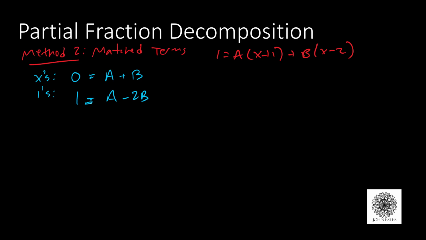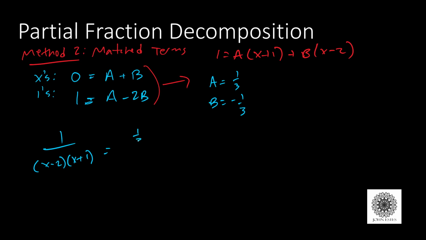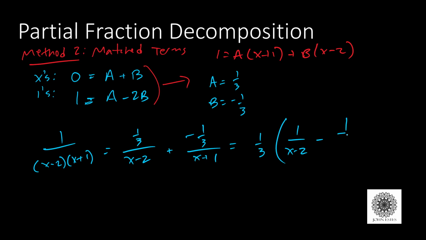So this sets up a system of linear equations that I can solve with various techniques. And from that, I should get the same results, that a is 1/3 and b is negative 1/3. So then my expression, 1 over x minus 2 times x plus 1, can now be written as 1/3 over x minus 2 plus negative 1/3 over x plus 1. We can write these in a variety of ways. I think the quickest way would be to factor out the 1/3. And so there we have it. We have successfully pulled this rational expression apart.